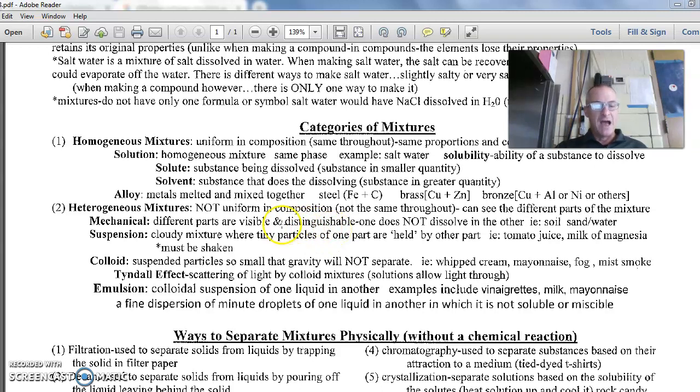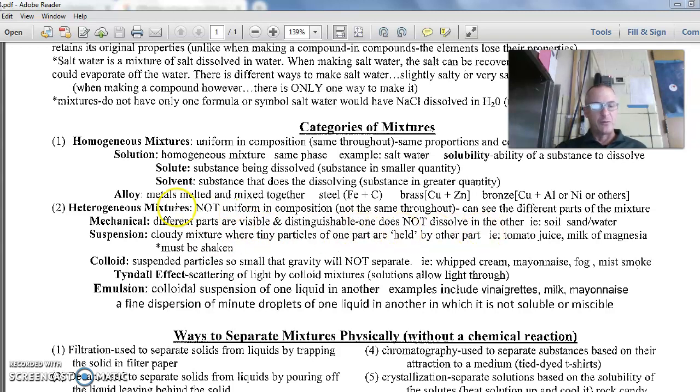But over time, they will settle out. So over time, part of the suspension, the part that's held there, will settle out, and you would have to shake it. So the way to get it to mix back up. So the way you can recognize a suspension is you have to shake it. Right after shaking it, the one part is suspended by the other part, but over time they settle out.